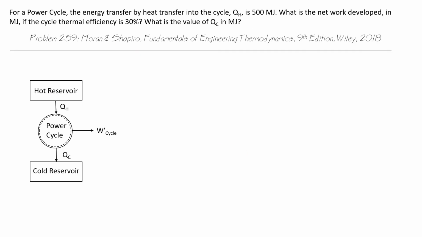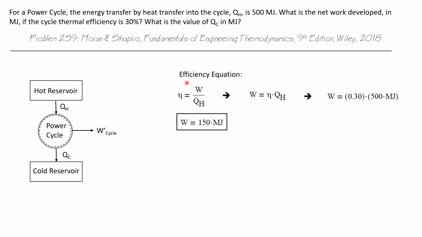Let's look at another power cycle problem. For a power cycle, the energy transfer by heat transfer into the cycle, Q sub H, is 500 megajoules. What is the net work developed in megajoules if the cycle thermal efficiency is 30%? Also, what is the value of Q sub C in megajoules? Well, we have the same schematic for this power cycle. It has not changed from the previous problem.